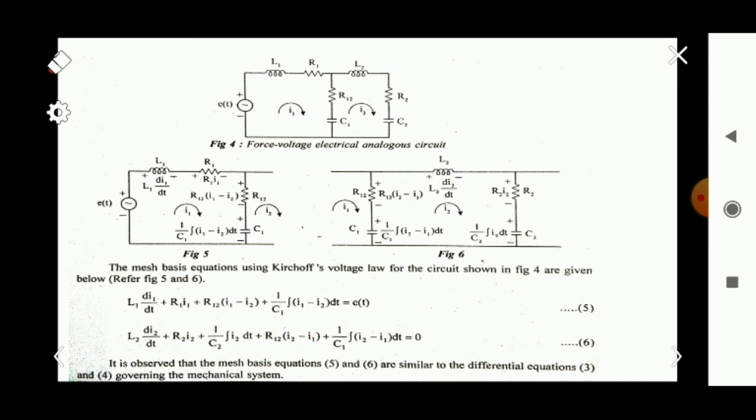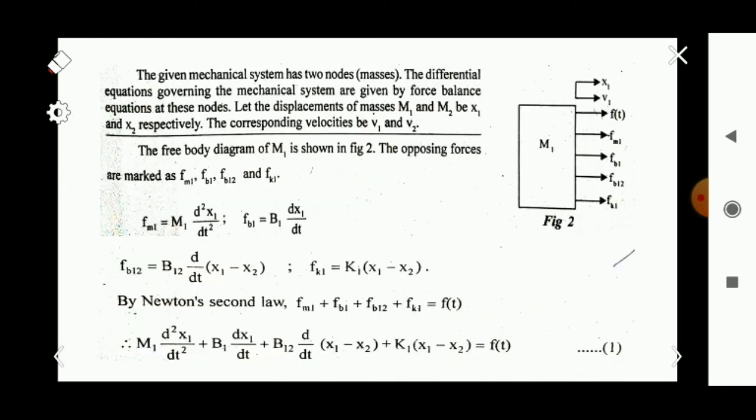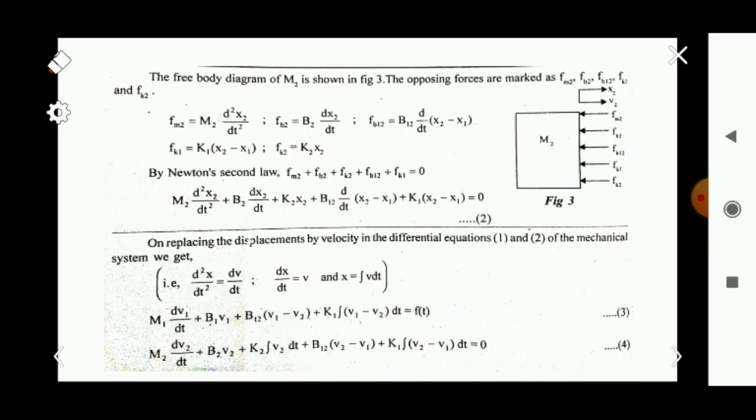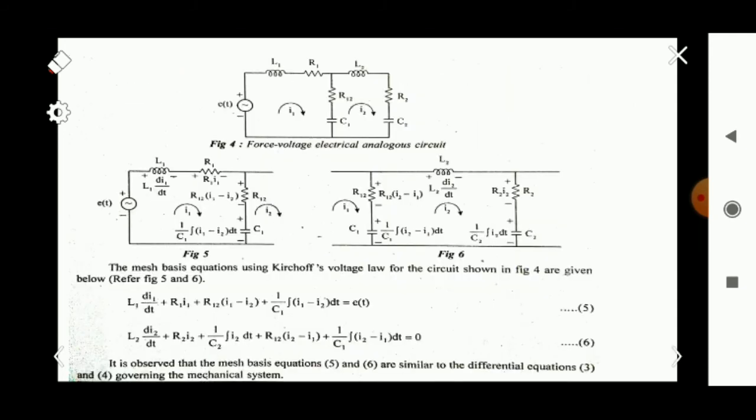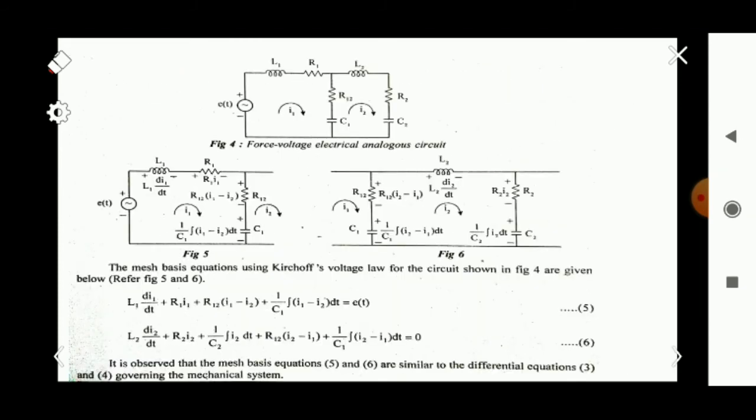So we can compare these equations with our two differential equations. This is the first differential equation. Instead of M1 we are substituting L1, and instead of d square x1 by dt square we have di1 by dt, that is, instead of M1 dv1 by dt. Equations 3 and 4 can be compared with the electrical equations we have obtained. M1 into dv1 by dt means L1 into di1 by dt. You can see here L1 into di1 by dt, and b1 into v1 means R1 into I1.